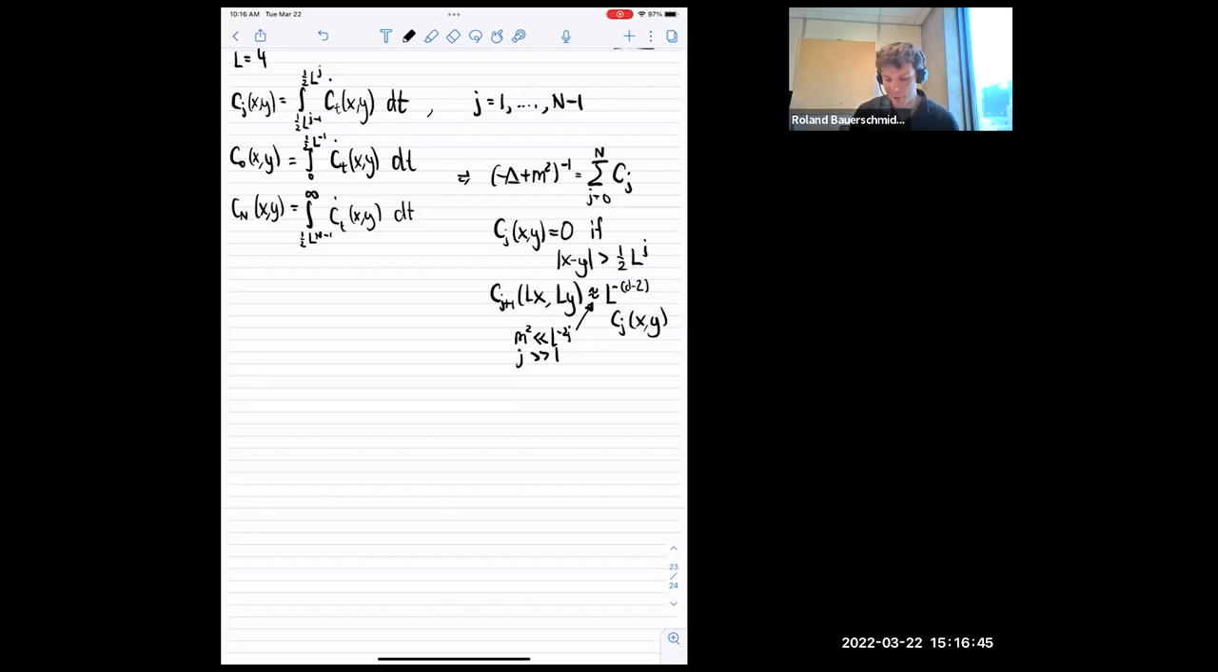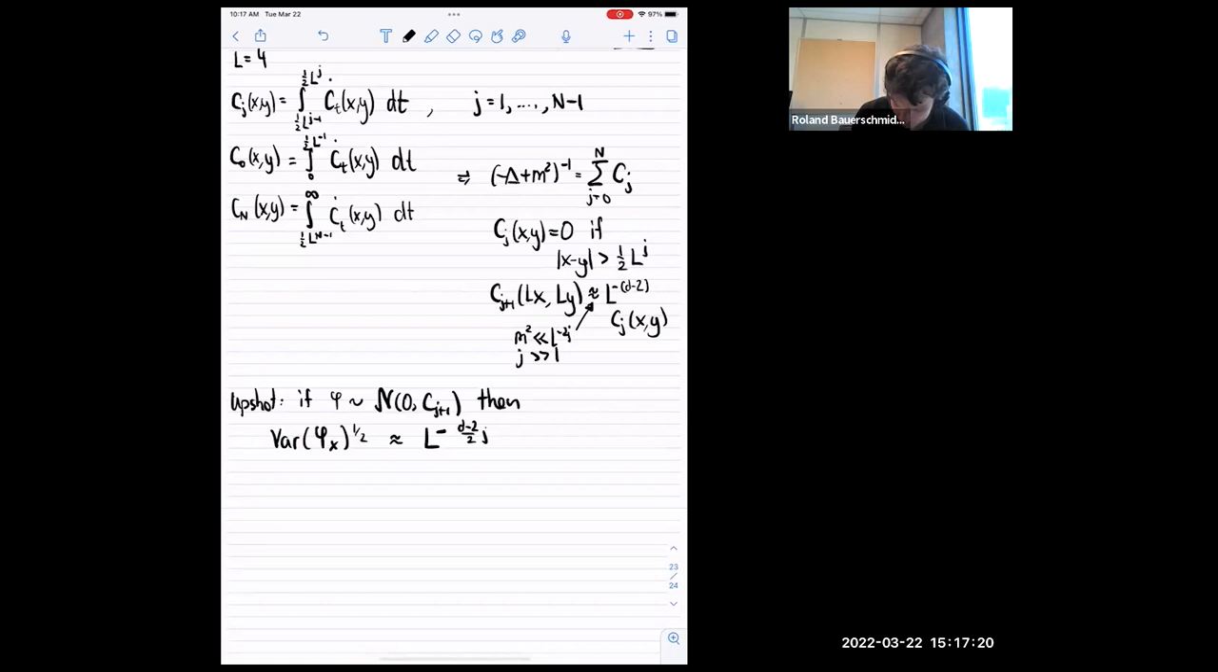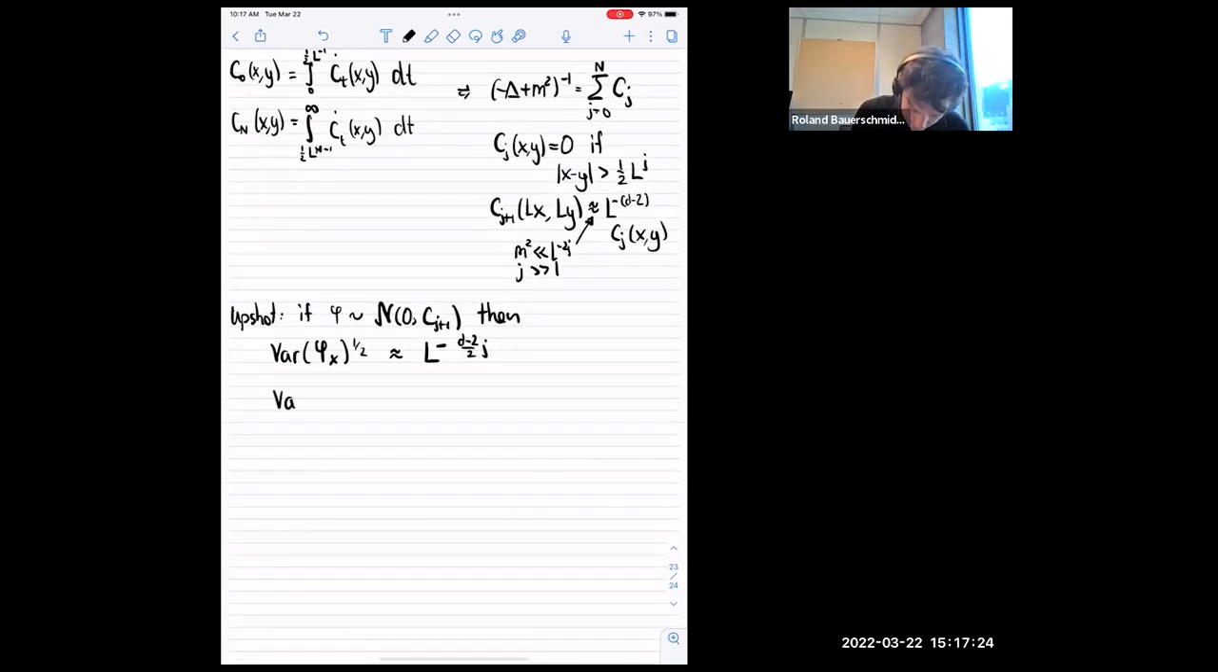As we recall from the first lecture, this decomposition of the covariance corresponds to a decomposition of the free field. It has the property that if we're looking at a Gaussian field, a normal random variable with this covariance, say C_{j+1}, then the square root of the variance of phi at a single point, the typical size of the field, has a certain size. We can also look at the size of gradients, and they have a better size in the sense that they're smaller. Each gradient gives a further factor L to the minus j. Okay, so that's the decomposition.